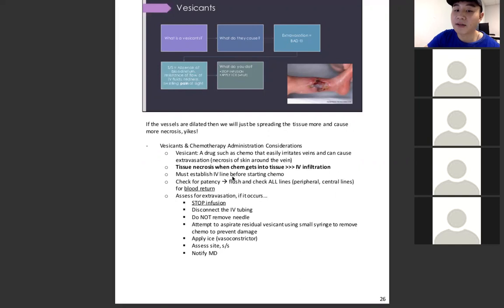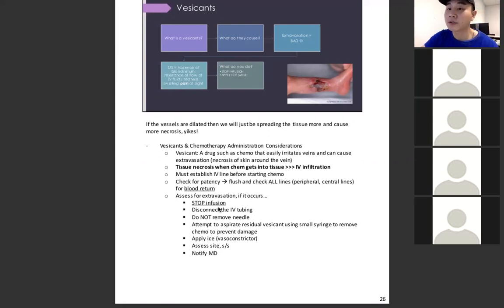Must establish IV line before starting chemo. Check the IV for patency, flush, and check all lines, including peripheral and central line, for blood return. Assess for extravasation. If it occurs, we stop the infusion first of all.